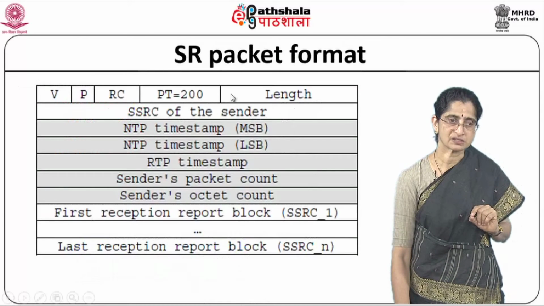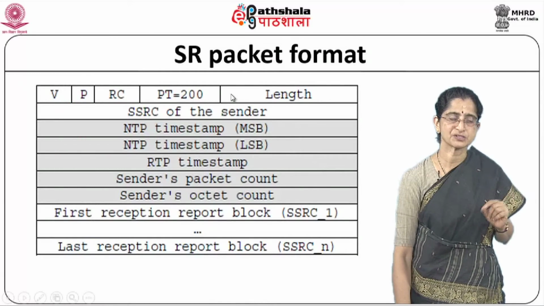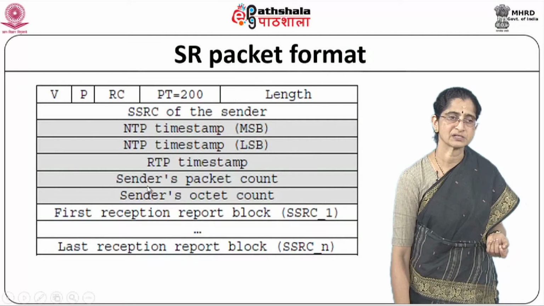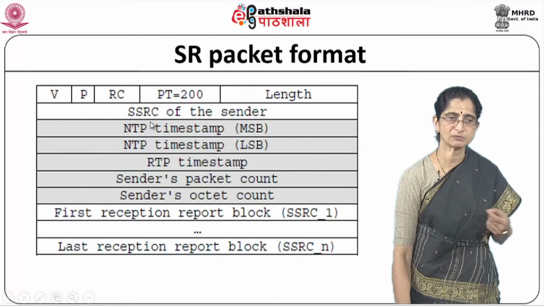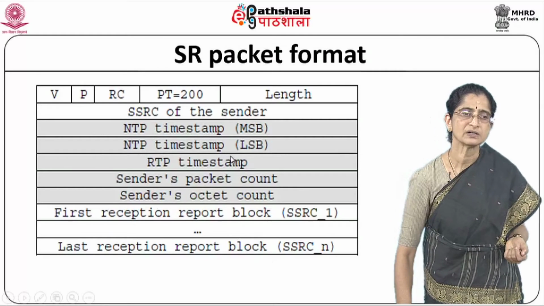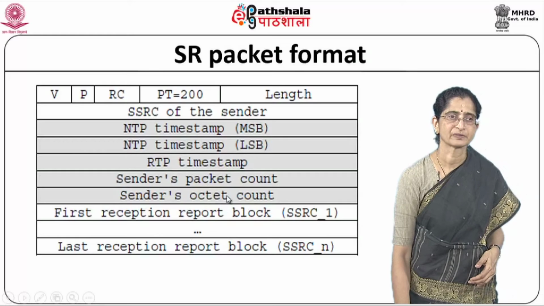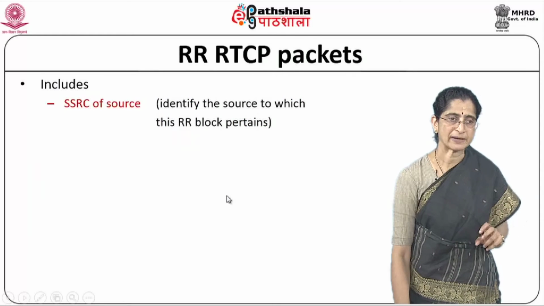So, this is the same information given in packet format. You can see that all this information is available. For the timestamp, there are 2 fields used, the most significant word and the least significant word. And then we have the RTP timestamp, and the various things that we talked about. So, this is the SR packet format.